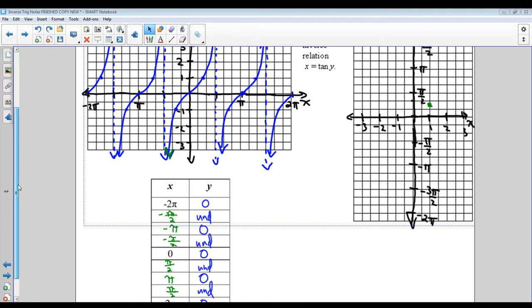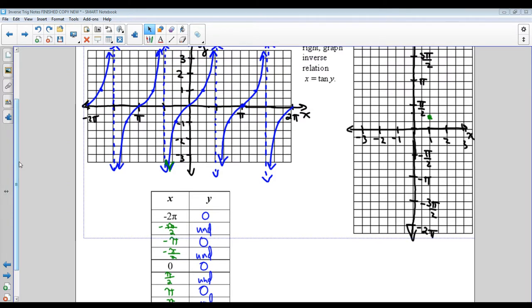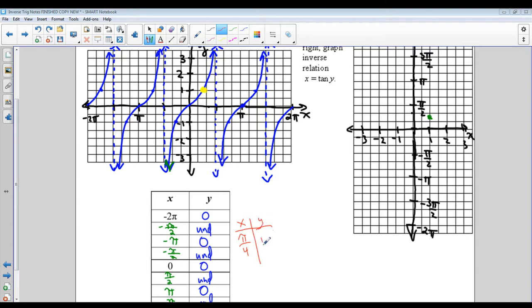All right, the other point I put a little dot on, and this is going to help you when you do your inverse. We know at pi over 4, the tangent value is 1. So that might be an ordered pair just to keep in mind. So when the x is pi over 4, the y value is 1. So keep that in mind for your tangent.